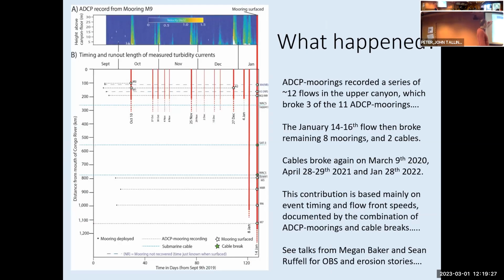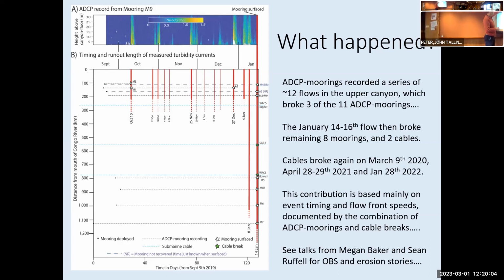This is a plot of the distance from the Congo River mouth, so that's the coastline or the estuary, going all the way out to almost 5 kilometres water depth, 1,200 kilometres. Positions are these horizontal lines. So each of our ADCP moorings in the Upper Canyon are these dots here. And this goes through time, September, October, November, December, and January 2020. These are the cables in the middle, the SAT3 and the WACS cable. And these are our moorings in deep water. And the red lines are events that track through this array. And from the arrival times, you can get their flow speeds through the array.